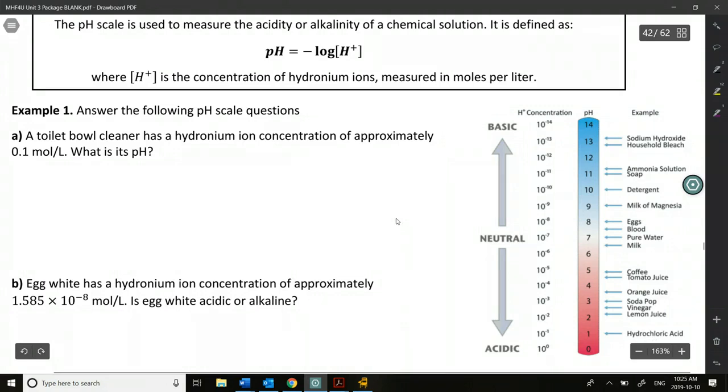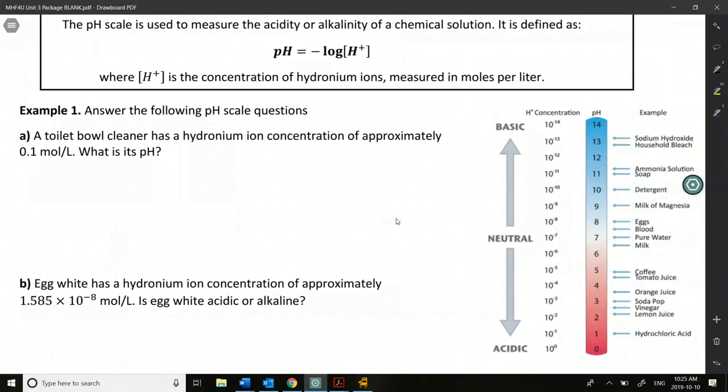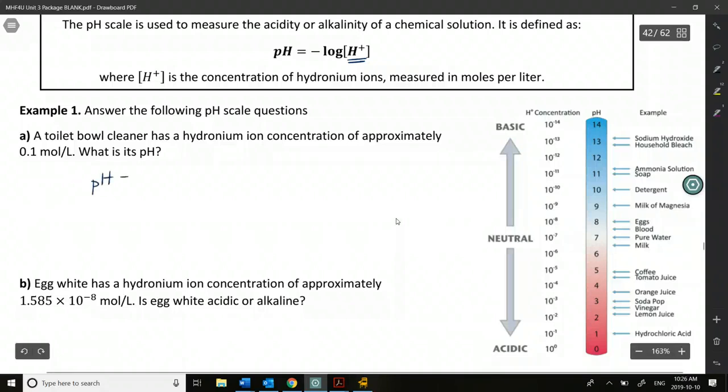Okay, so a toilet bowl cleaner has a hydronium ion concentration of approximately 0.1 moles per liter. What is its pH? Okay, so we're going to plug in that hydronium ion concentration into this formula here.